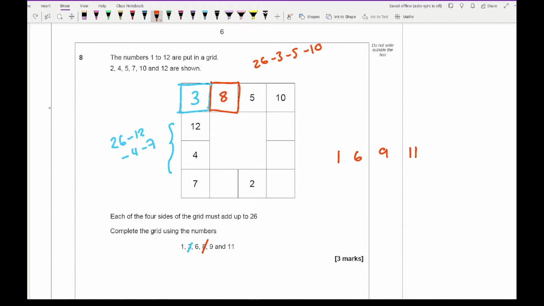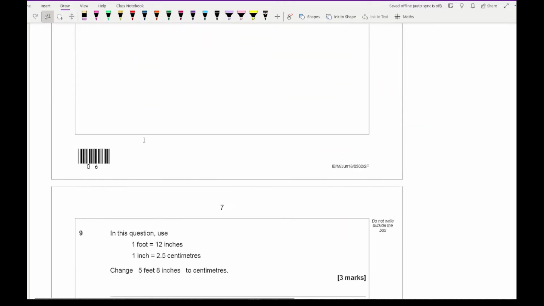Now, because the rows need to add up to 26, I know that 11 is not going to appear on this side here, the far side. So 11 has got to appear at the bottom. So then I do the same for here. So 26, take away 7, take away 11, take away 2. I end up with an answer of 6, which is a good one because I can eliminate those. And then 9 and 1 must go in the other two boxes in any of those two orders.